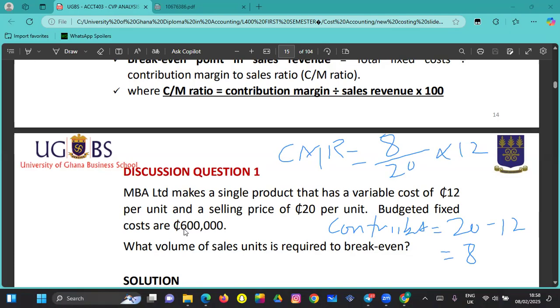If they want to know what volume of sales in units is required to break even, and if you want to get it in value, then it is going to be the fixed cost, which is 600,000, all over the CMR. When we do this, what are we getting? Let me put this quickly on the calculator.